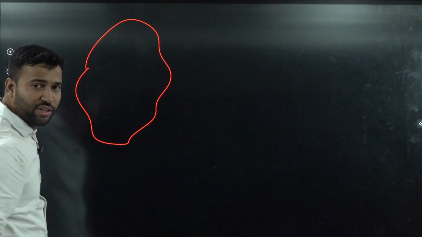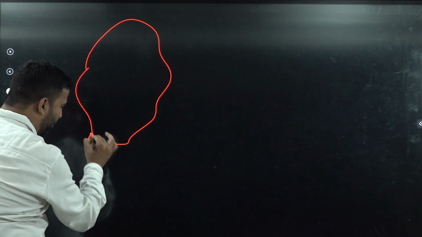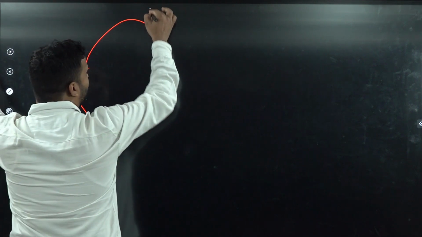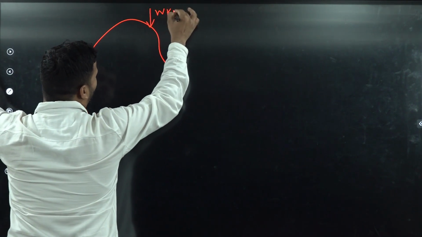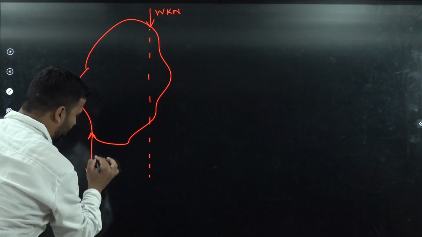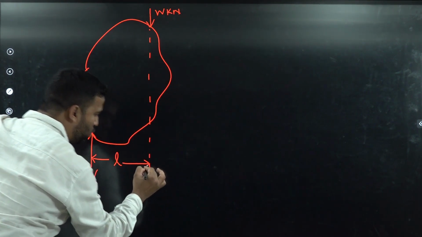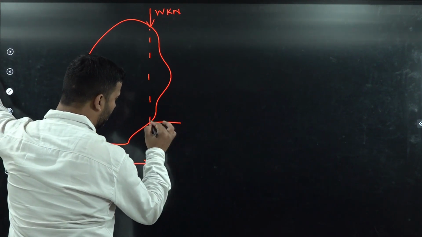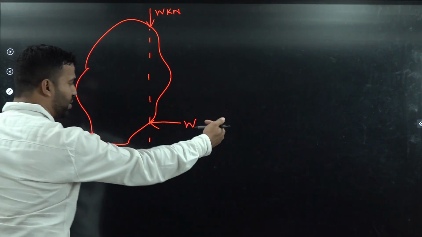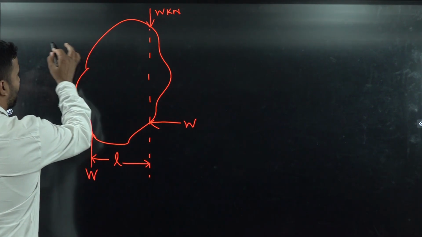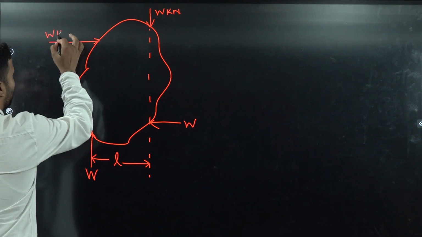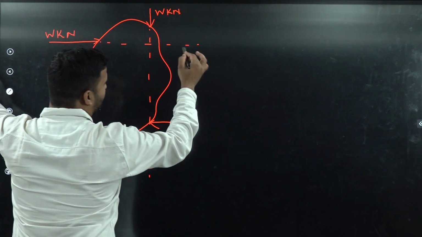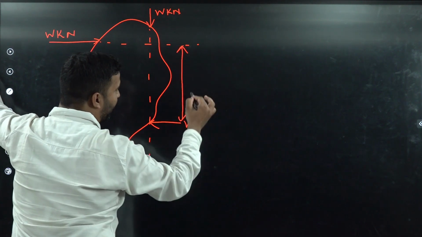Now let us suppose I will give you one structure here, which will be just like this. Let us suppose here we will have a force of W kilonewton. We will have another force here of W kilonewton. Force or load, we call it a load. And we will have a distance between these two loads, that is L. Let us suppose we will have another load of W kilonewton in the horizontal direction, and another load of W kilonewton here in the horizontal direction, and the distance between the two loads is again L.